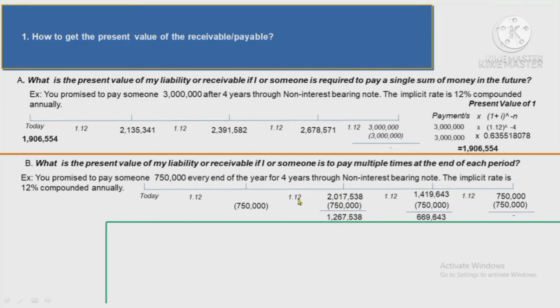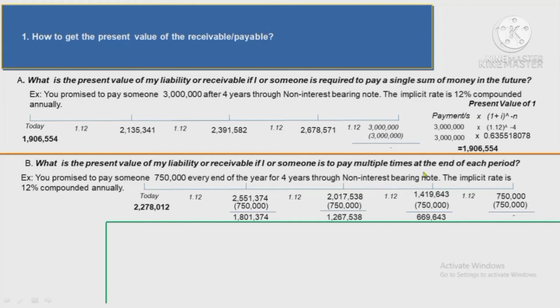Plus 750,000, you will have 2,017,538. You divide that again by 1.12, then you're going to get 1,801,374 plus 750,000. We have 2,551,374. And lastly, you divide it by the last 1.12, then you're going to get 2,278,012. So your debt today is 2,278,012.